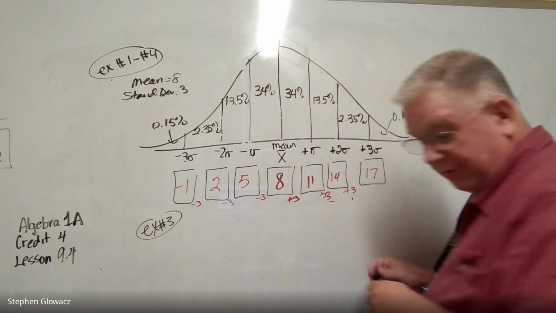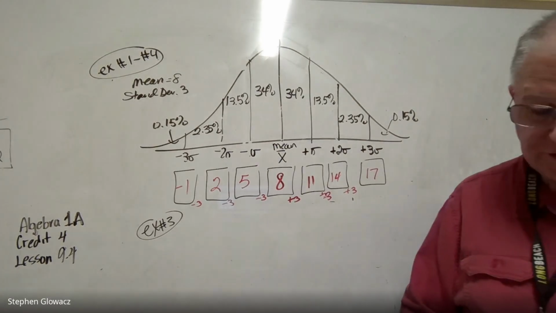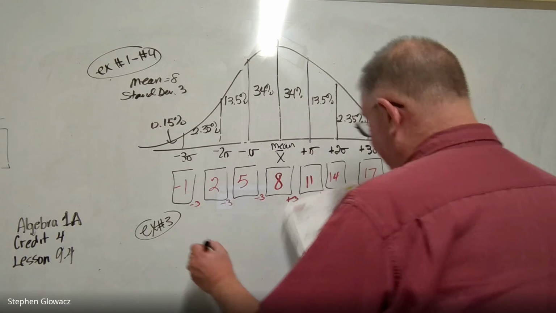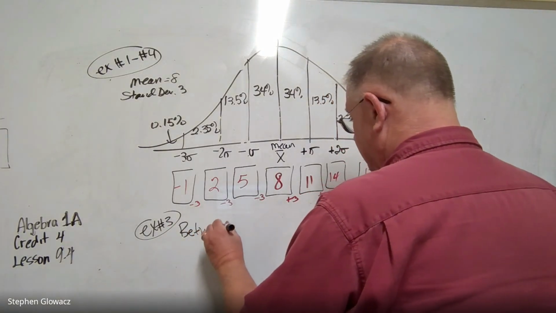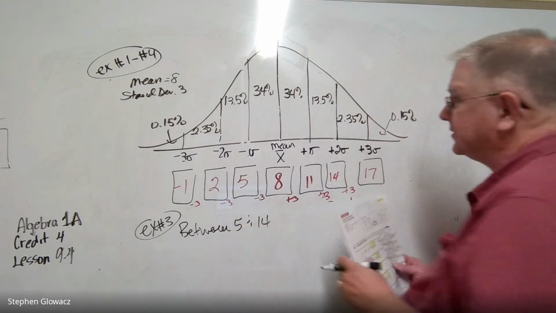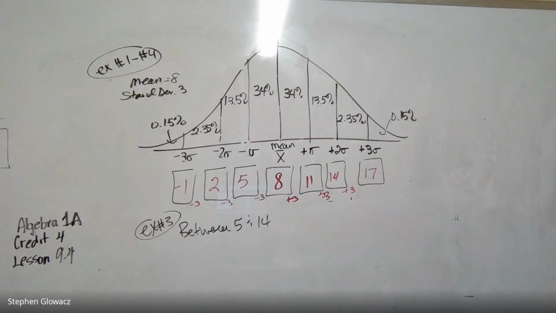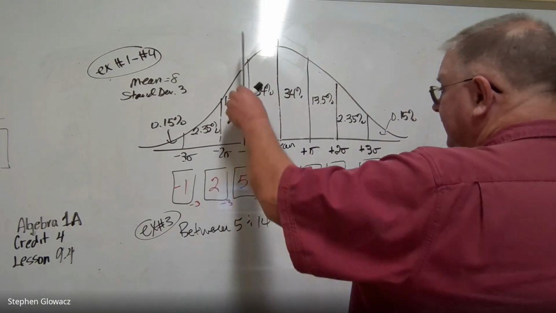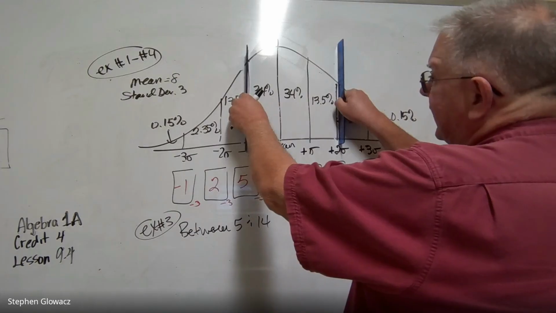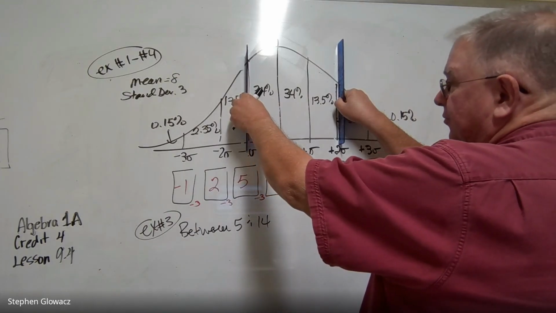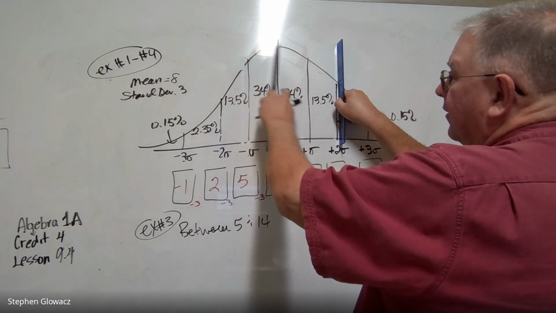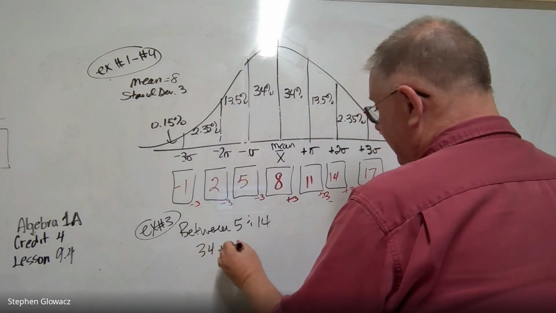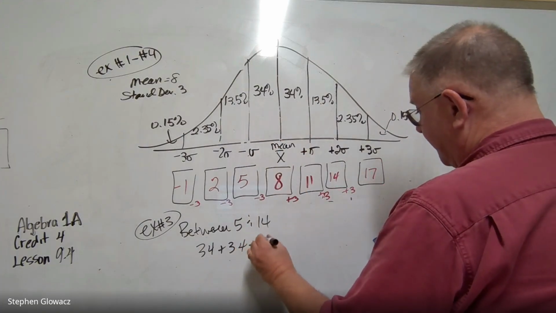And here we go. For number 3, the question is, what is the probability an individual likes, and for our example, we're going to say between 5 and 14 songs from this group. So when we're doing a between, we need to locate both lines, the 5 line and the 14 line. So here's 5, here's 14, and we're going to add up all the percentages that are in between. So that would be the 34, the 34, and the 13.5.